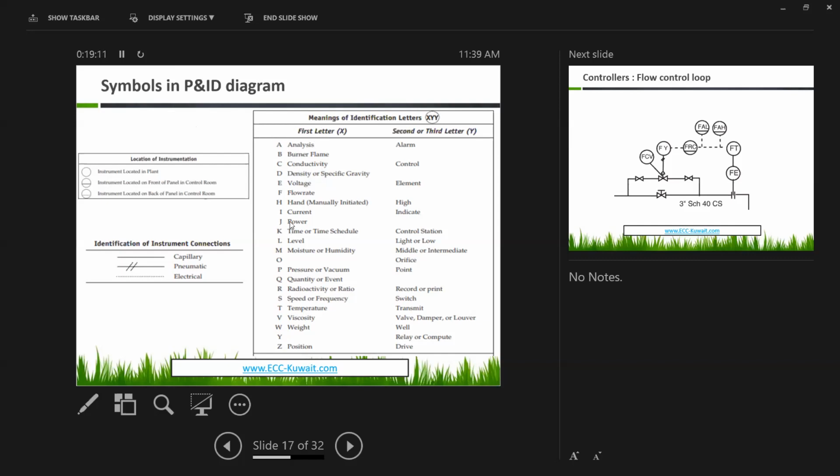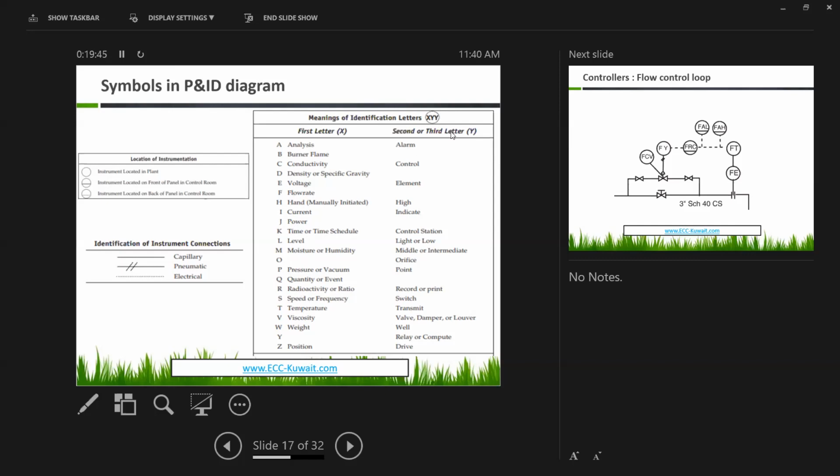The most important parameters are: P refers to pressure, F is flow rate, T is temperature, L is level. And as we discussed before, we have four main control variables that should be analyzed in the control loop, which are flow rate, level, pressure, and temperature. Okay.